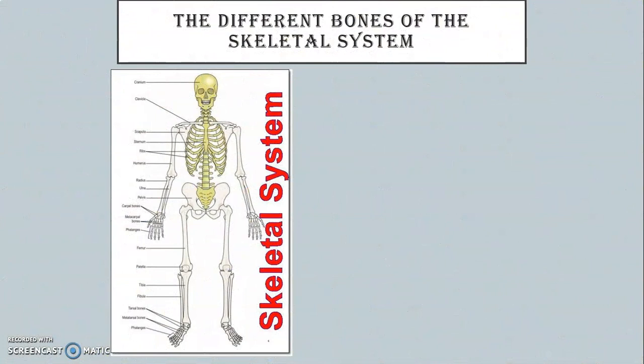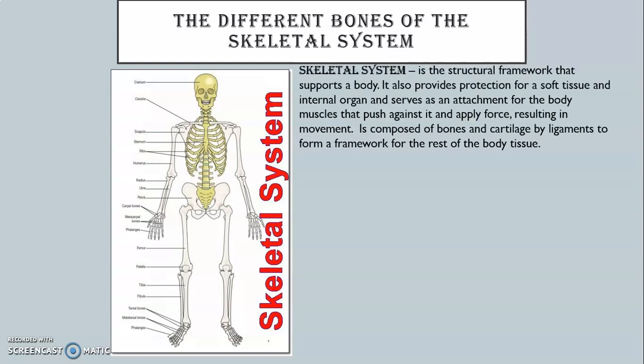Continuing to the different bones of the skeletal system. The skeletal system is the structural framework that supports the body. It also provides protection for the soft tissue and internal organs and serves as attachment for the body muscles that push against it and apply force, resulting in movement. It is composed of bones and cartilage bound by ligaments to form a framework for the rest of the body tissue.